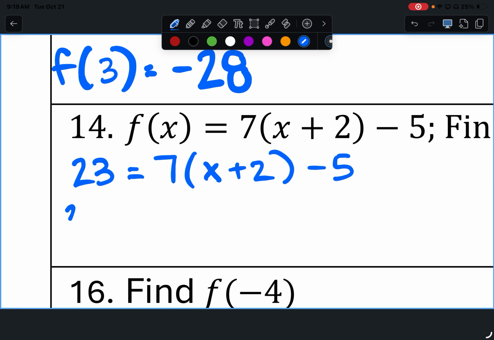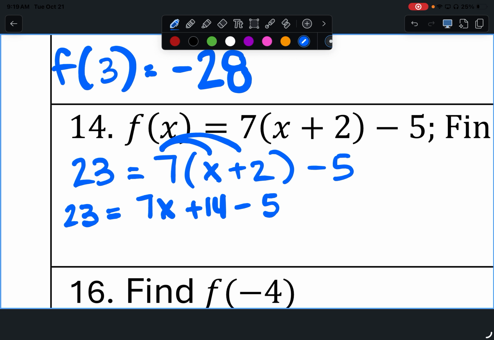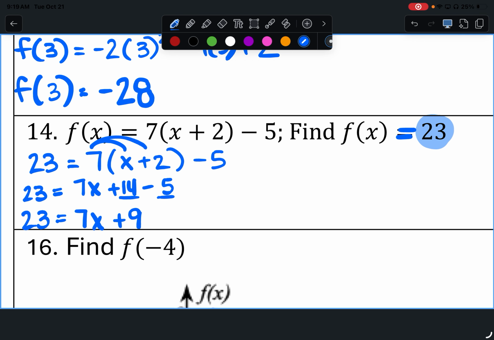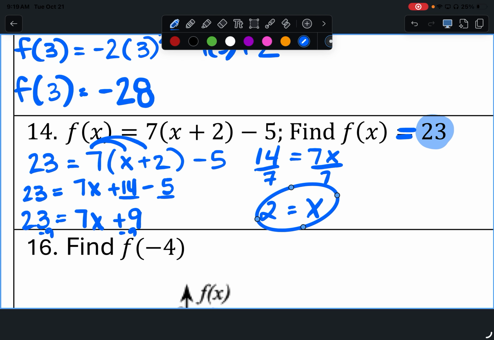Distribute. So we're going to have 23 equals 7 times x is, 7 times 2 is, then we have minus 5. Do we have any like terms? Yeah. What is 14 minus 5? So we get 23 is equal to 7x plus 9. What do I do from there? Minus 9 on both sides. What is 23 minus 9? Equals 7x. What do I do from there? What is 14 divided by 7? Equals our x. And you will have more room to do that if that is what the problem does.